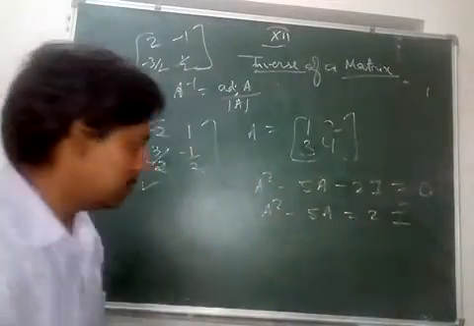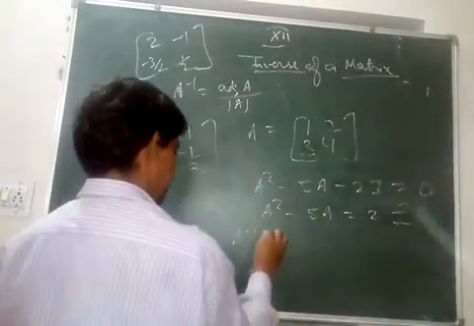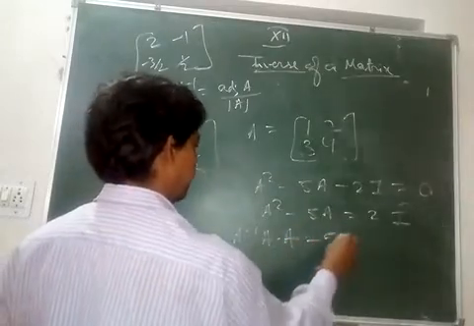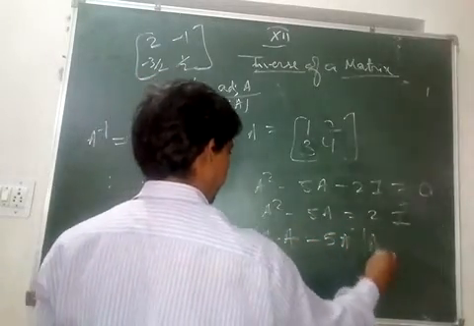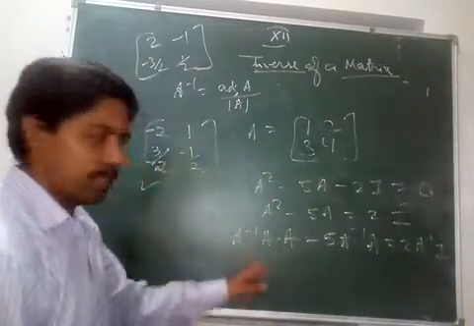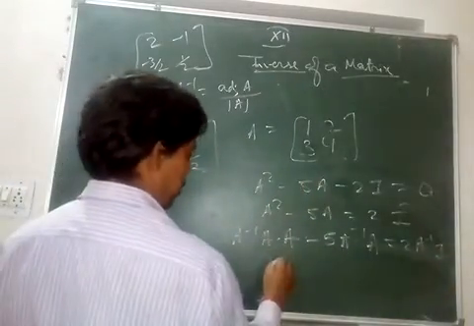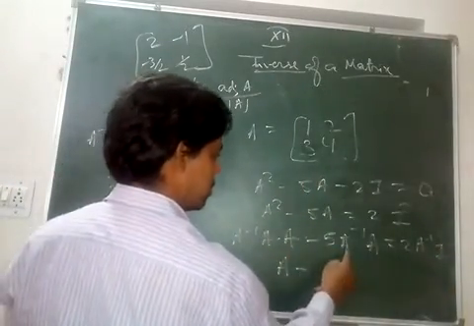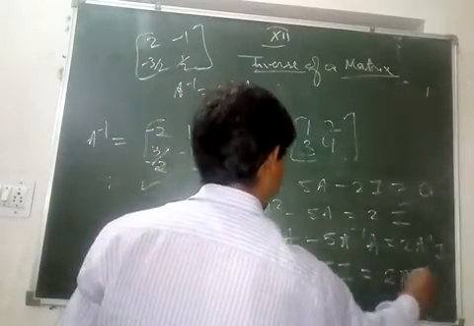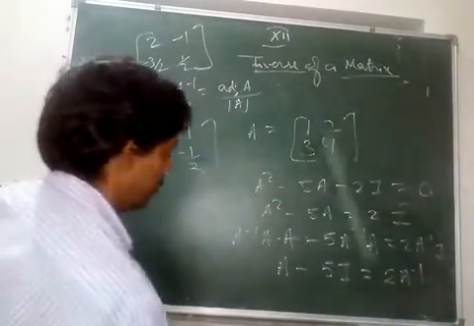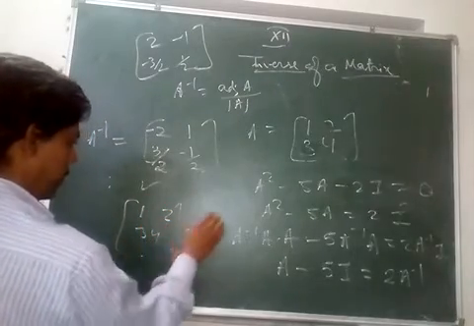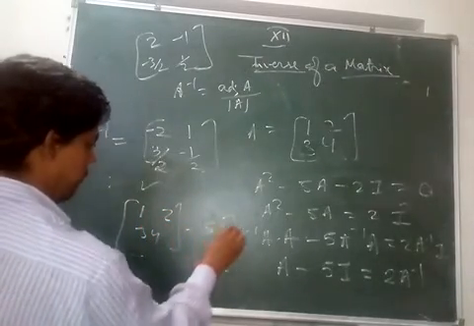Now apply A inverse on both sides. A inverse A into A minus 5A inverse A is equal to 2A inverse I. So what is A inverse A? I into A is A, minus 5I is equal to 2A inverse. Now it's very simple. What is A? 1 2 3 4. What is 5 times I? 5 0 0 5.